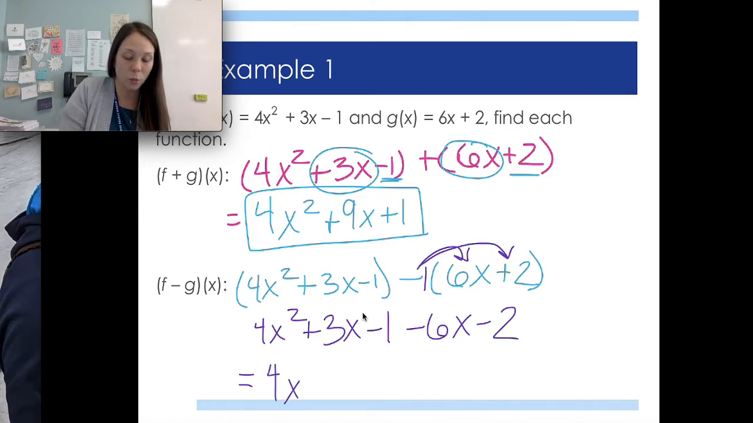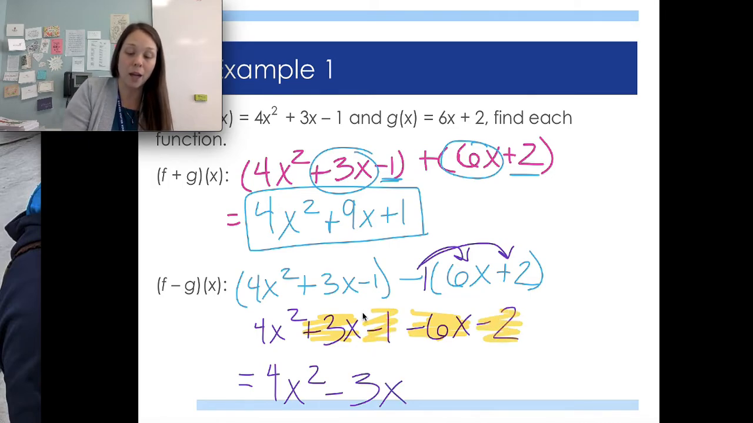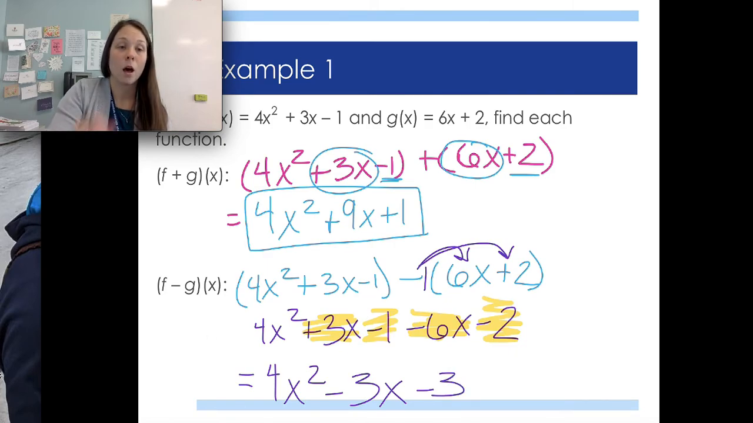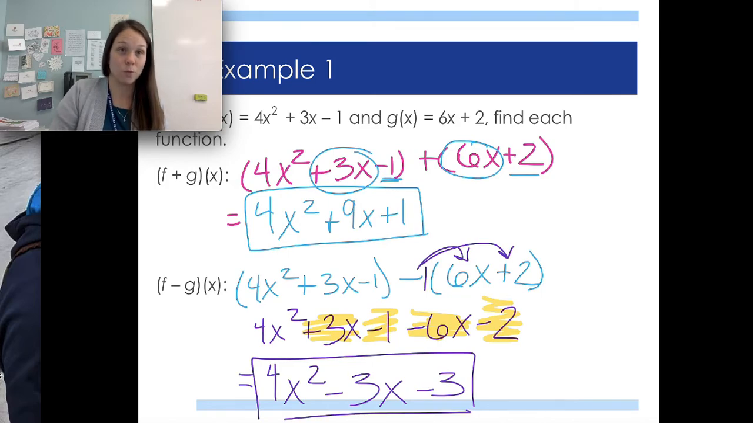So 4x squared is the only thing to combine. I have a positive 3x and a minus 6x to get me a minus 3x. Then I have a minus 1 and a minus 2 to get me minus 3. All right, so that is subtracting two functions.